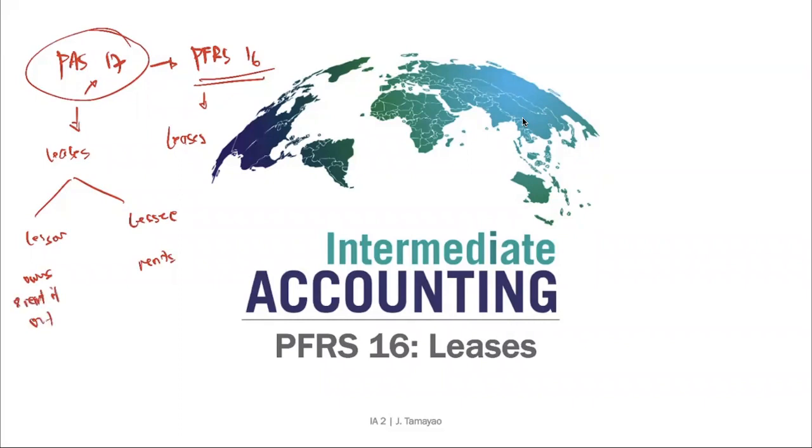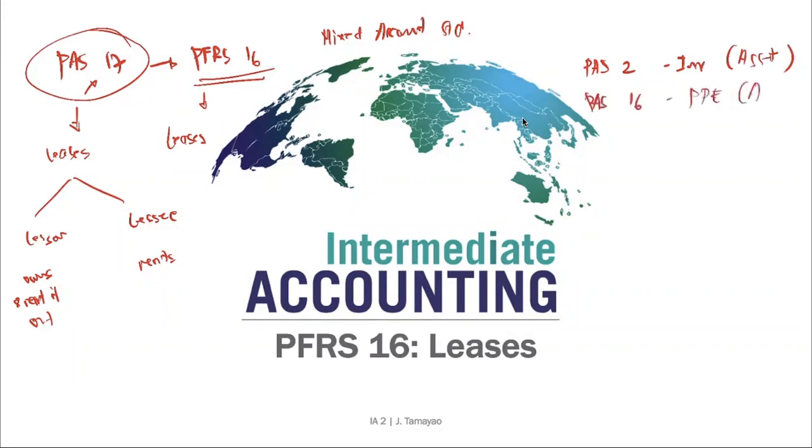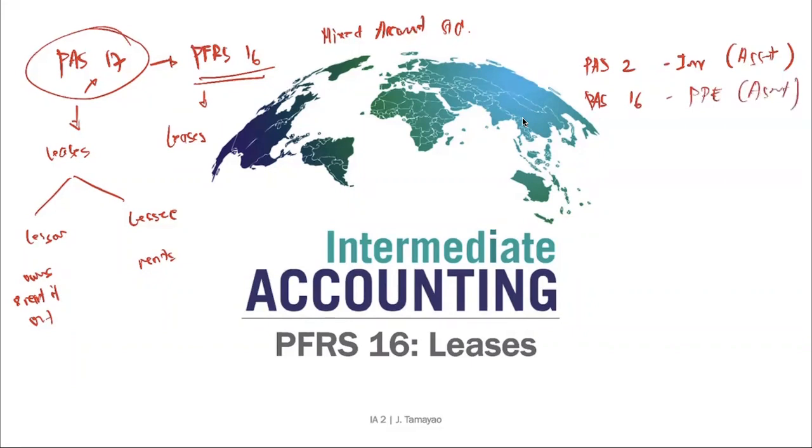Since this is a two-party contract, you should have placed in your mind that this standard is a mixed account standard. What do we mean by a mixed account standard? Normally, guys, a standard is a lone account standard. For example, PAS 2 only talks about inventory, which is an asset. PAS 16 talks about property, plant, and equipment, which is an asset. PAS 17, in this way, is a mixed account.